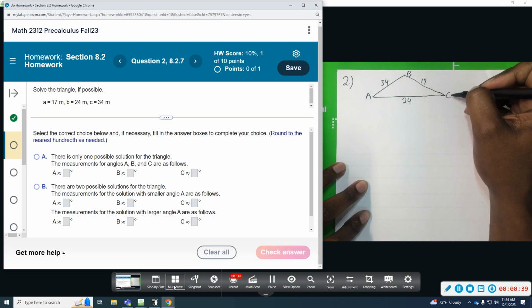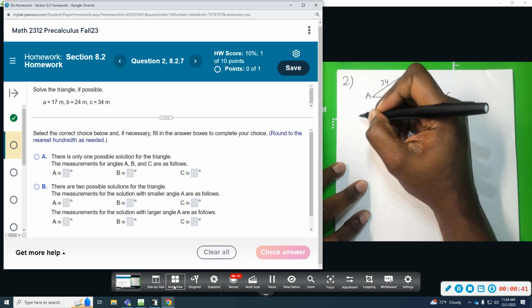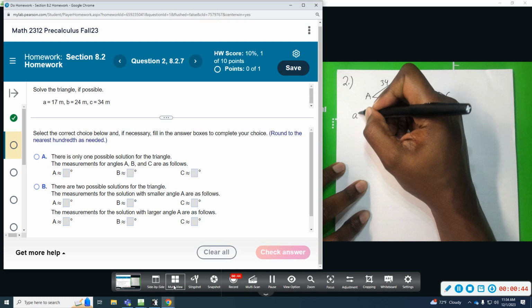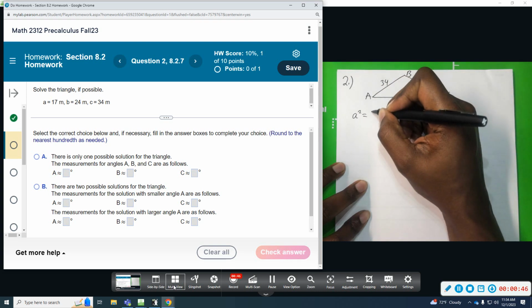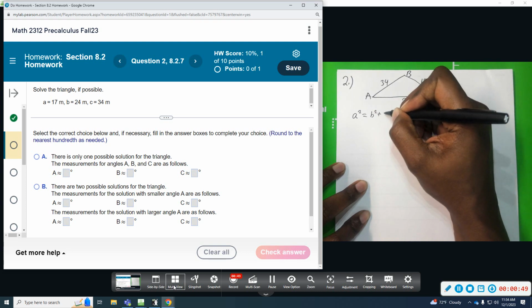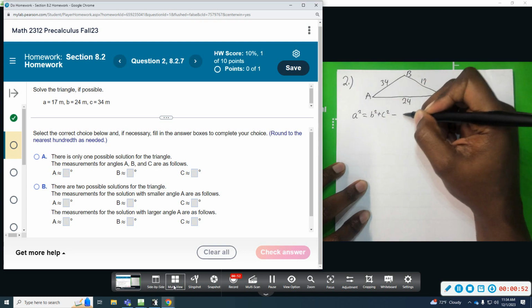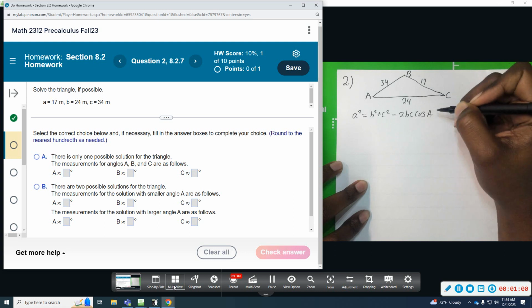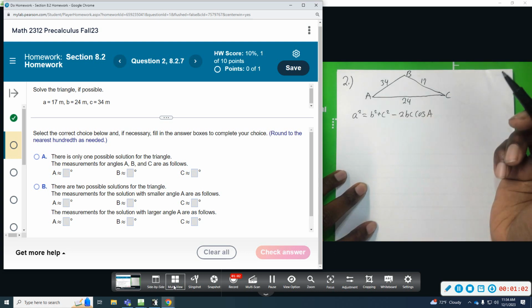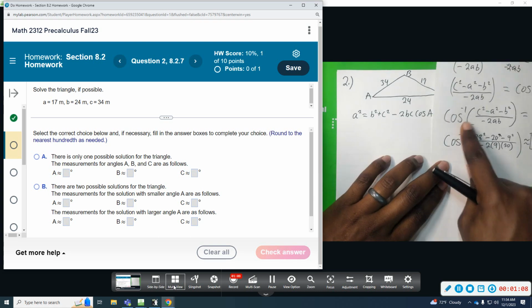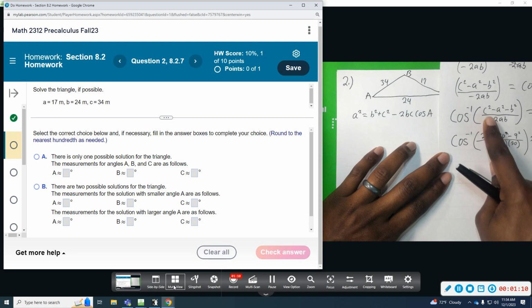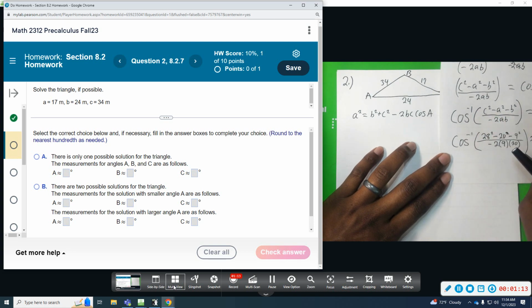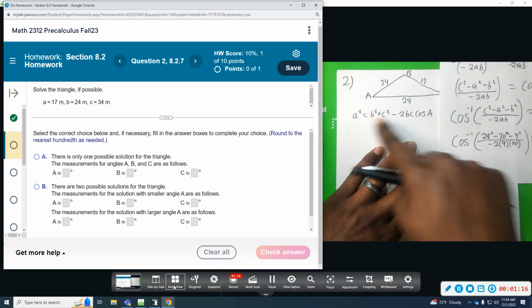Let's start with A. A squared equals B squared plus C squared minus 2BC times cosine of A. Okay, so using the same format that we did in the previous problem, we're going to have a formula similar to this. Okay, just swapping out C for A.